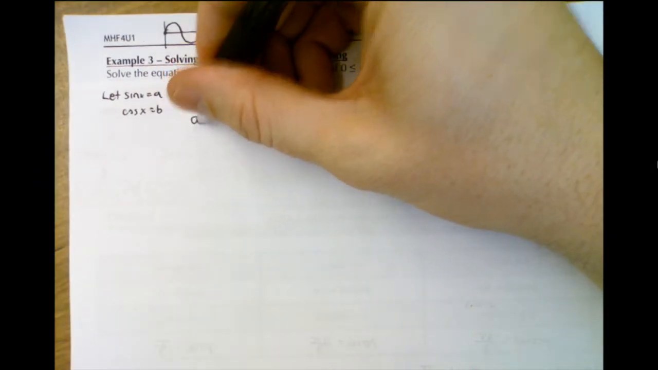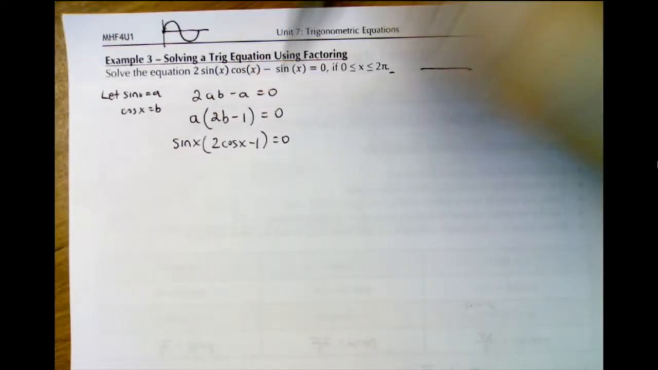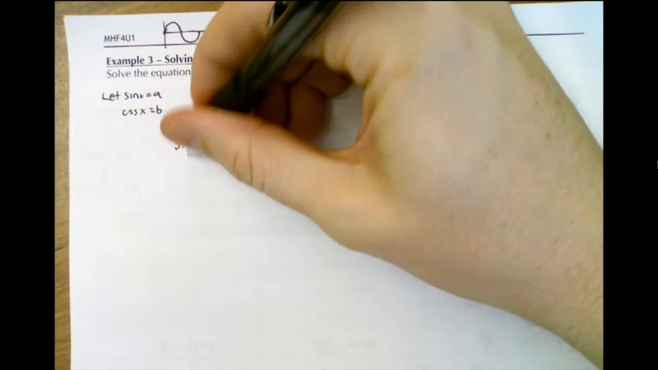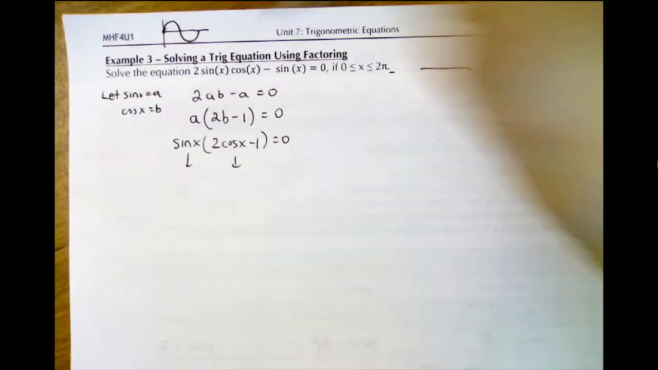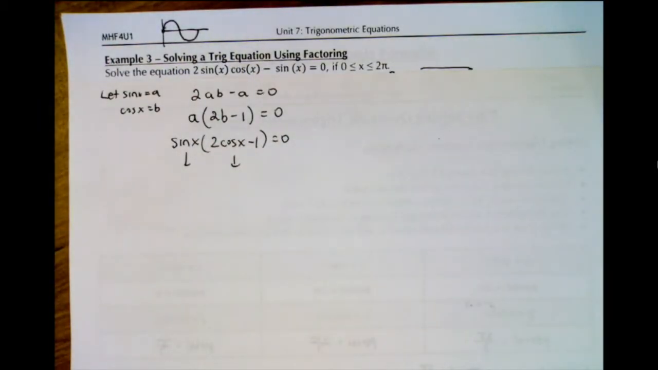And then start isolating for variables, which you can't do because there are 2 variables, so you factor to isolate. By factoring, you see a is common to both terms, so you get a, and that would leave you 2b minus 1 equals 0, and then replace back with your sines and cosines. Sine x equals 0, 2 cos x minus 1 equals 0. And now you're just solving each of these set equal to 0. Those are just 2 linear expressions, and we know how to solve linear equations.